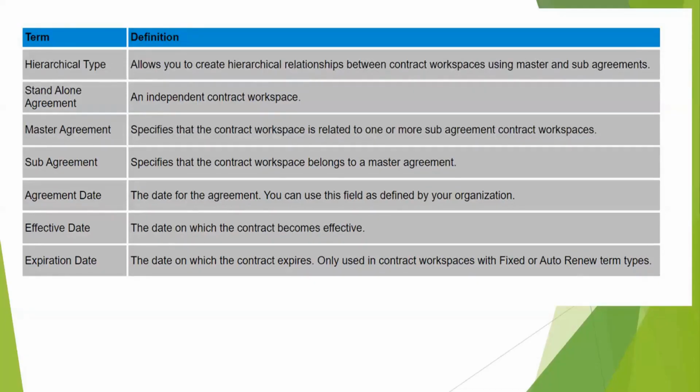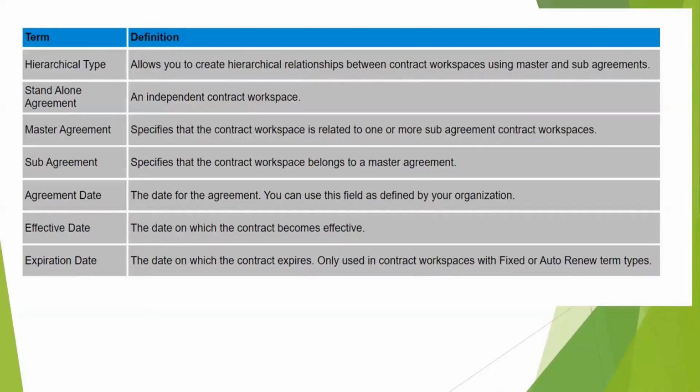Expiration date. There are three different types of contracts we are going to look at, and based on that, the expiration date is mandatory. If it is a fixed term, say a one-year agreement, then one year from the effective date will be your expiration date. There might be contracts where we have not defined any end date, like billing for electricity or rental payments. Such a contract is called an evergreen contract, without any expiration date.